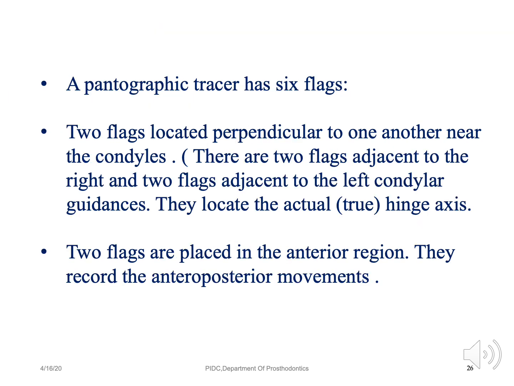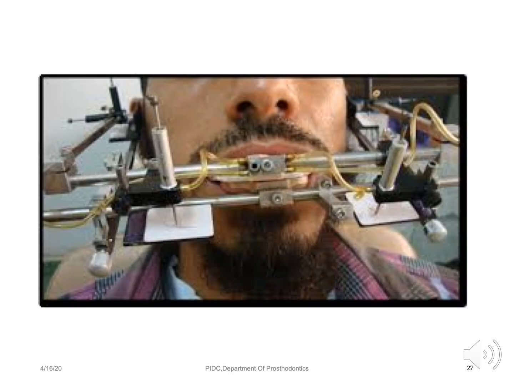So what exactly happens is you have six flags which are placed, two flags located perpendicular to one another near each condyle. So this gives the two flags adjacent to the right and left condylar guidance. This locates the true hinge axis, and then there are two flags placed in the anterior region. They record the anterior posterior movement. So this is how the pantographic recording takes place.